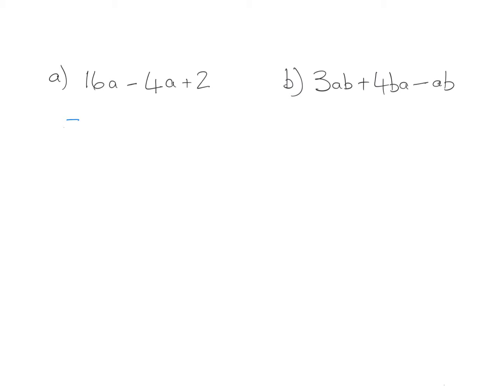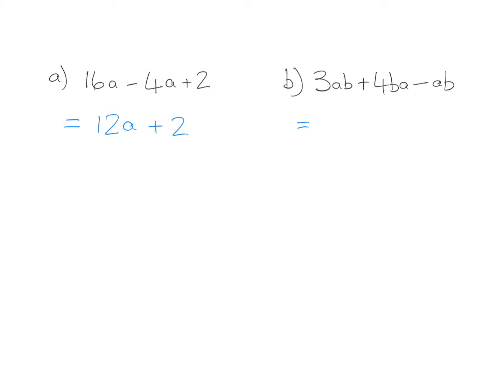Alright, here we're going to have 16A take away 4A. These are like terms, therefore I can simplify those two. 16 take away 4 gives me 12A added to 2, and that would be my answer. How do you go with B? Well, let's have a look at B, shall we?